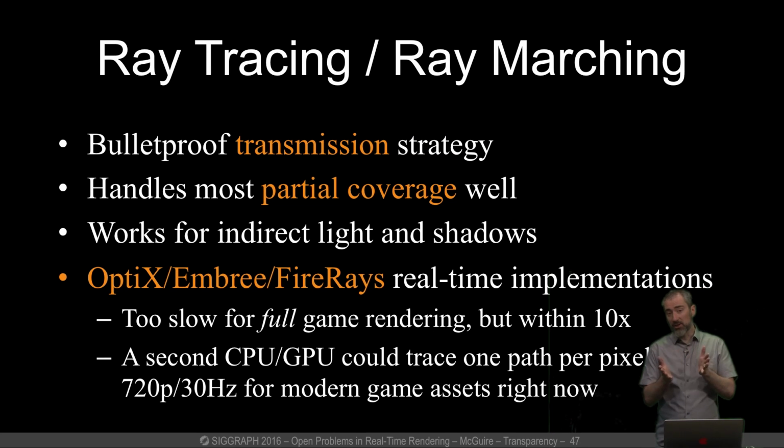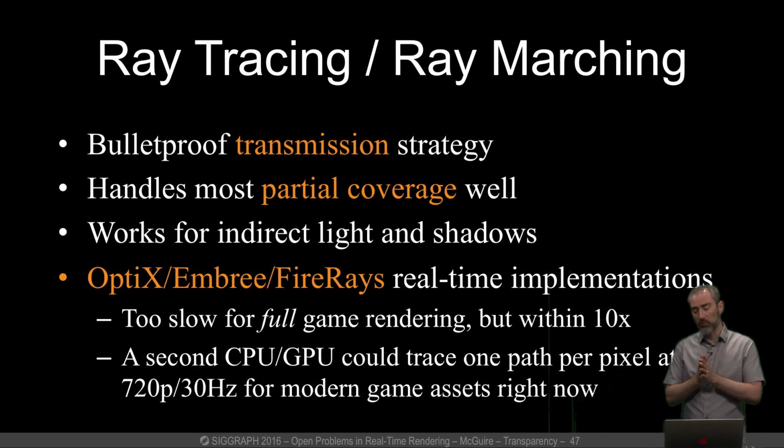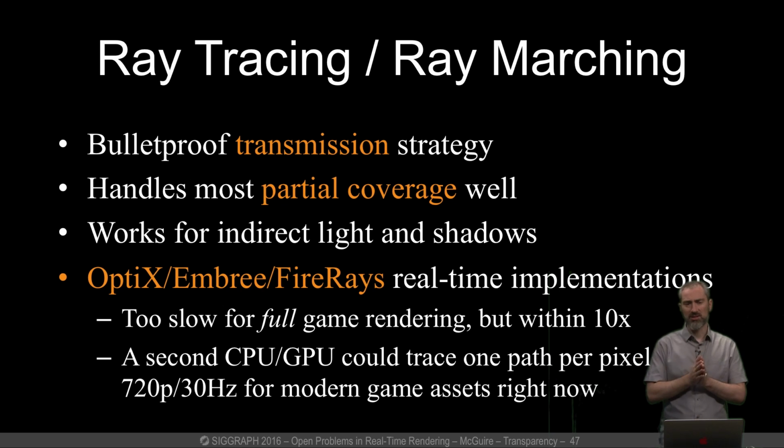So ray tracing, which is what film has moved to, or ray marching, which is primarily ray tracing inside of a volume, is great. It's a bulletproof transmission strategy. It just gives you the right answer. You do have the aliasing problem, but you can model partial coverage, and that works pretty well for ray tracing as well. And it gives consistent results for indirect light and shadows.